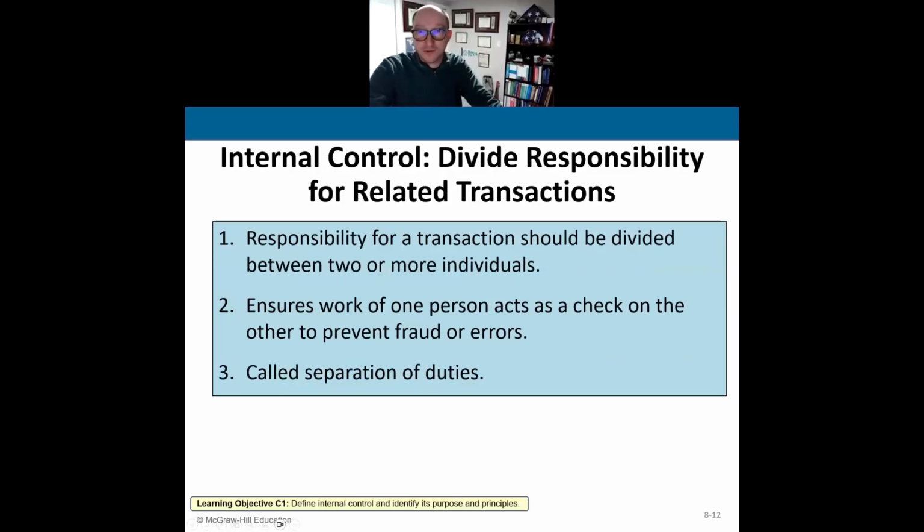Related to that, division of responsibilities for related transactions. It's great to have two or more individuals doing the same thing. Why? Because one person can check the other one, make sure they aren't doing something funny. Separation of duties.